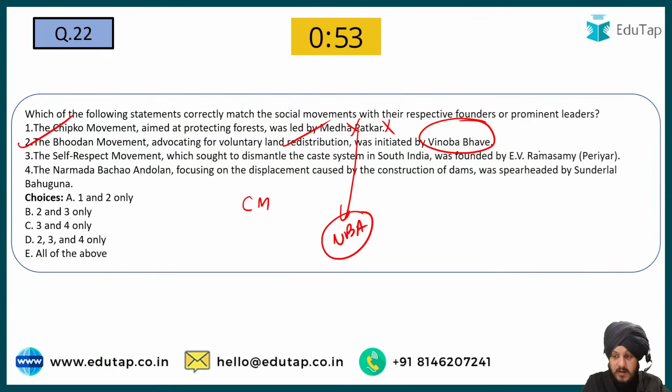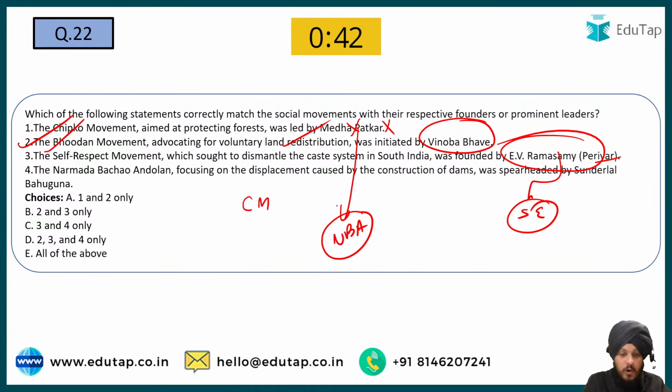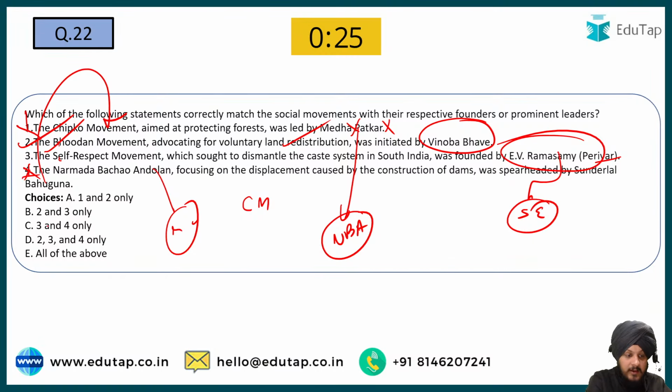सेल्फ रिस्पेक्ट मूवमेंट, yes, it was by EV Ramasamy Naicker. Why? To promote the social justice, सोशल इक्वालिटी प्रमोट करने के लिए. The caste based discrimination that was there in South India, right, so that was promoted. तो ये भी सही है. If you talk about नर्मदा बचाओ आंदोलन, it was spearheaded by सुंदरलाल बहुगुणा. ये गलत है because सुंदरलाल बहुगुणा is related to Chipko movement. He led the Chipko movement, right? Not the Narmada Bachao Andolan. Over here we have the Medha Patkar, right? So based on that, ये दोनों गलत होंगे. 2 and 3, 2 and 3. B is going to be the answer to this question, right?